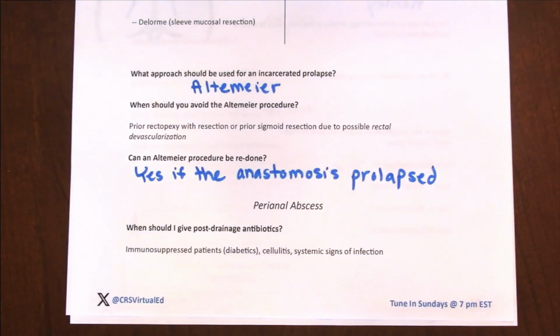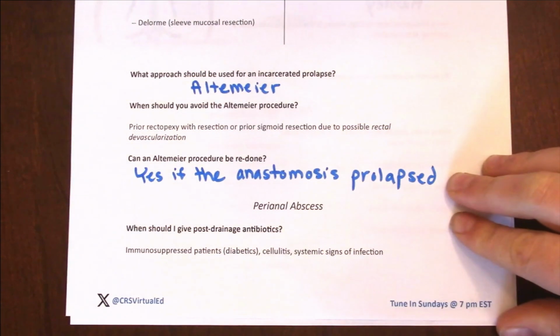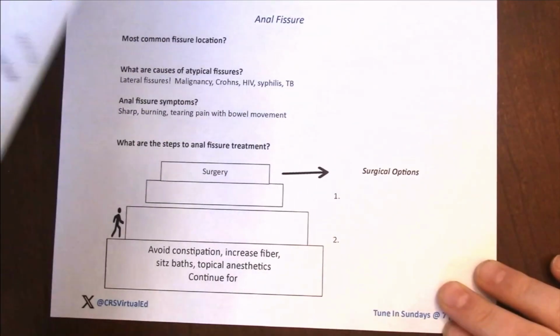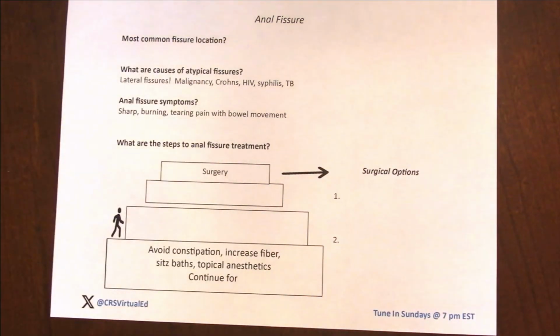Next section, perianal abscesses. All right, perianal abscess is an exciting one. Connie, when should you give post-abscess drainage antibiotics? I would want to give antibiotics to patients that are immunosuppressed in any sort of way, including even diabetics. Other times I would want to give antibiotics would be if there are symptoms of a spreading infection, such as cellulitis, or even systemic signs of infection.